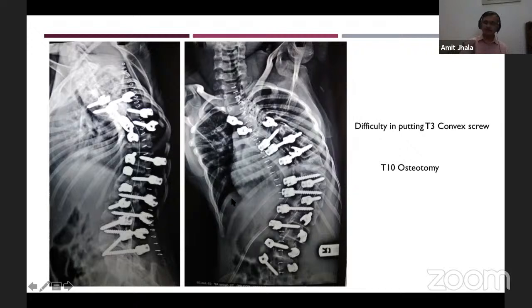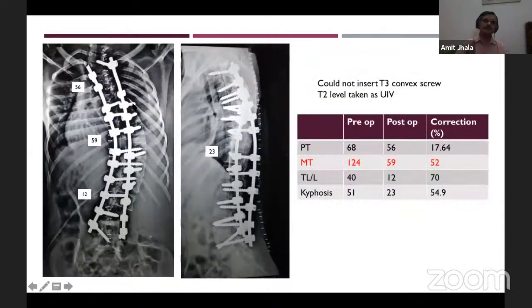And then what we did after, I think, 3 or 4 days, I usually take the patient back. And you see, I was not able to put T3, so I had to go up to T2 on one side and T3 on the other side. But this is what a good correction I got: 56 degree, 59 degree, and 12 degree at the lumbar, and a very balanced spine. Even the hyperkyphosis was fairly well corrected. So we got about 52% correction of the main thoracic curve.